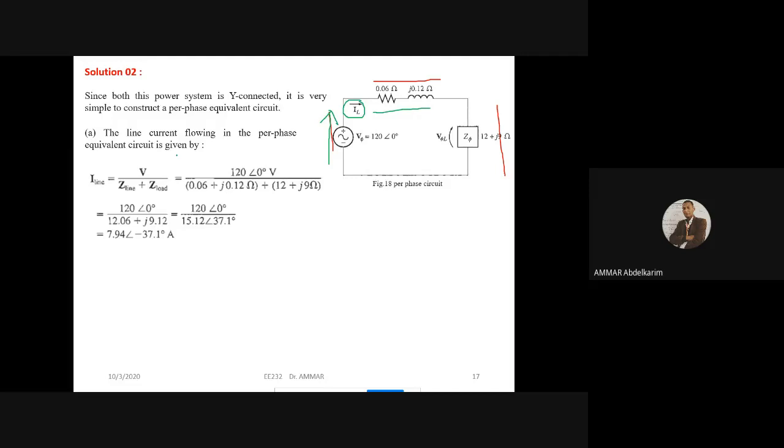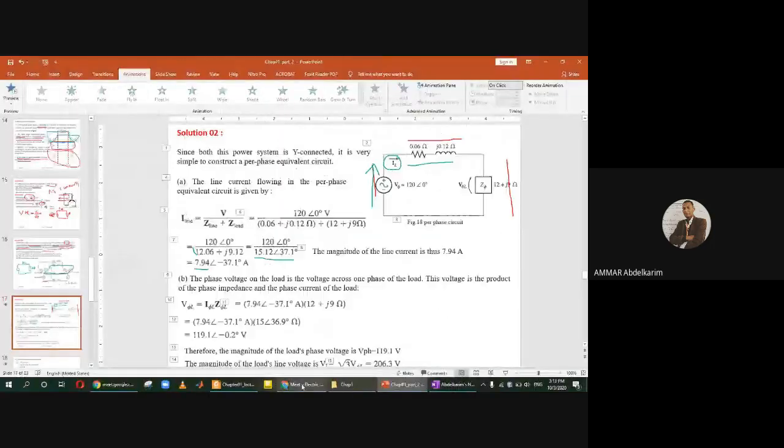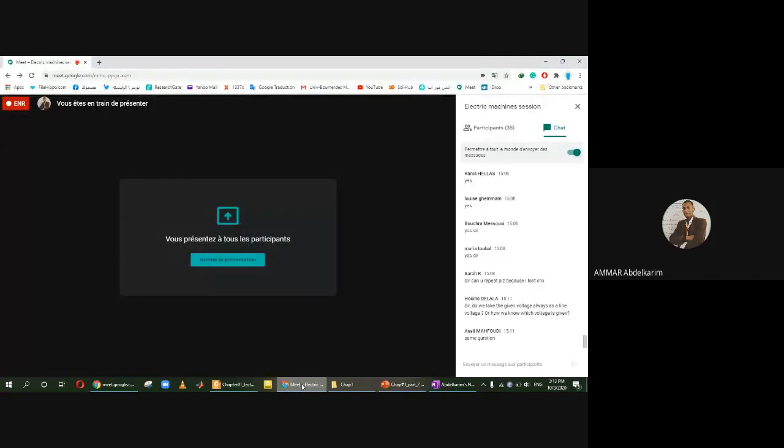By changing from rectangular to polar writing, the magnitude of the current is 7.94. So here we have applied simple rules of circuit analysis.